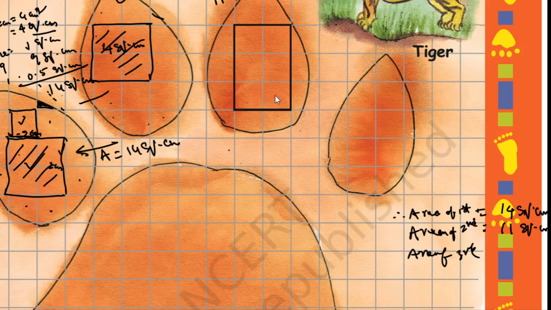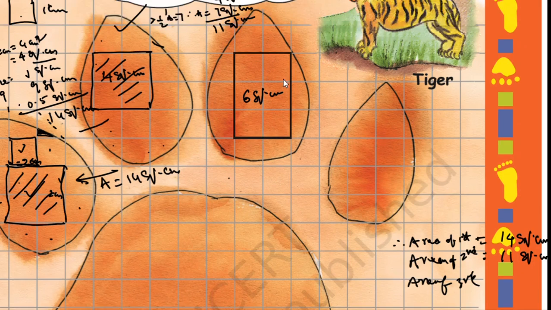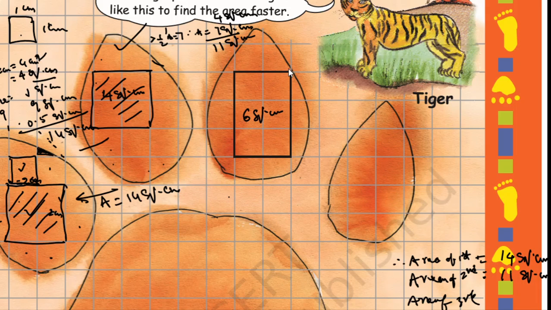1, 2, 3, 4, 5, 6. Therefore, the area is 6 square centimeters. We can count the squares and consider it as 6 square centimeters area. Or in other words, we can find it by using the formula. What is the formula for the area of the rectangle? Length into breadth. Length means how many units are there? 1, 2, 3. 3 centimeters into breadth, 1, 2 centimeters. 2 3s are 6 square centimeters.